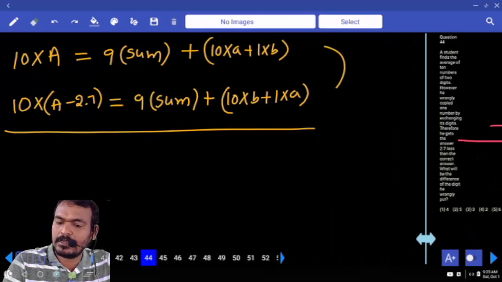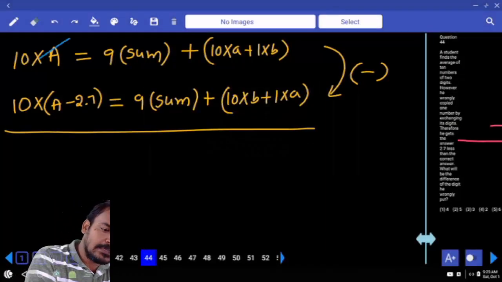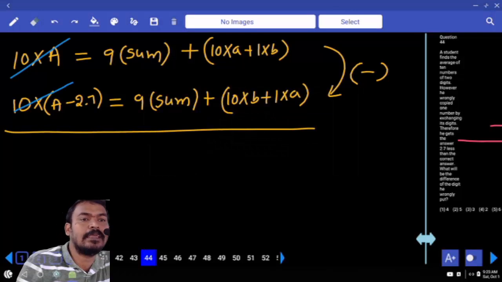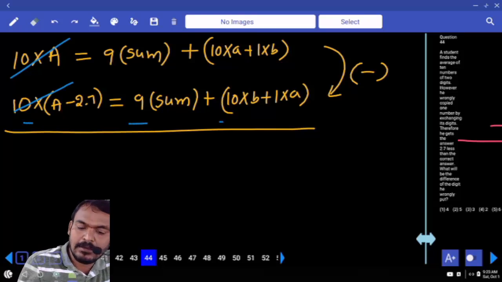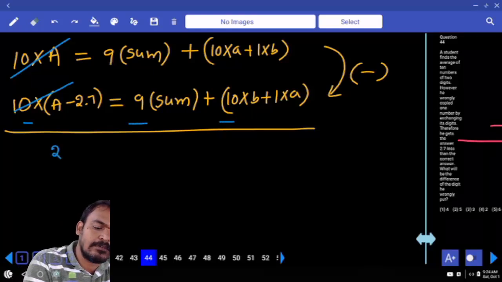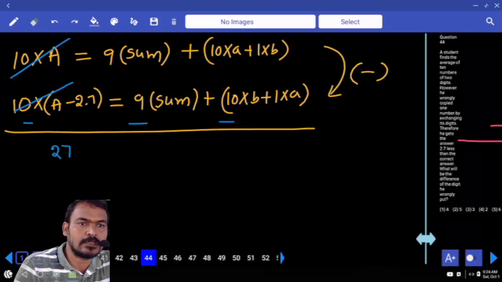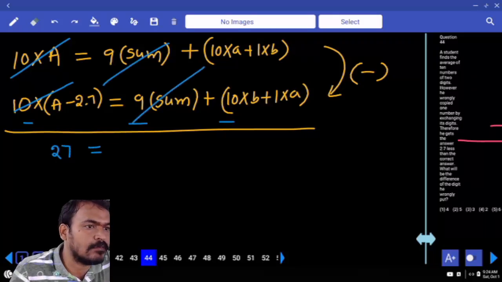First equation minus second equation. Left hand side minus: 10a and 10a cancel or not? 10 into minus 2.7. First equation minus second equation, then we are getting plus 27 or minus 27? Plus 27. That is equal to 9 observations sum, 9 observations sum cancel or not?